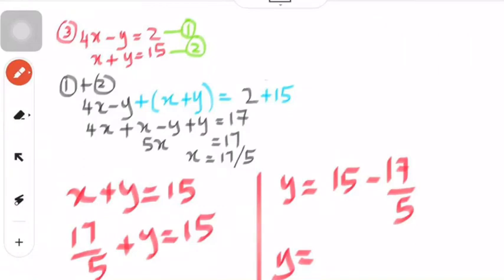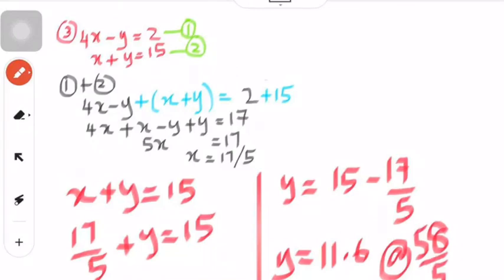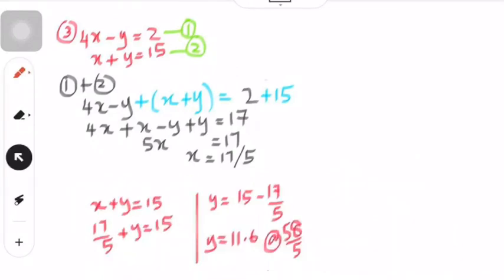11.6. 11.6 ni berapa fraction dia? 58 over 5. Okay?